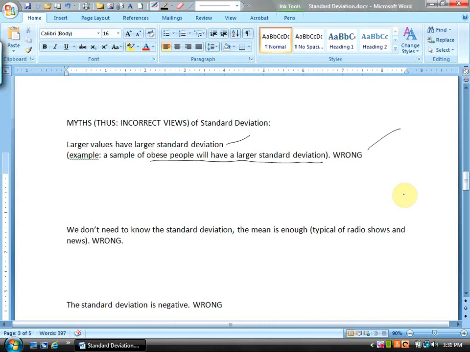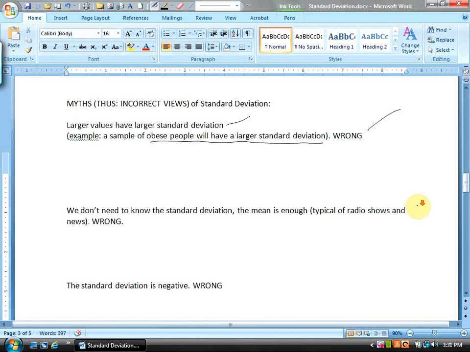We don't need to know the standard deviation, the mean is enough. We hear this a lot on the radio, news, talking about the mean. This is very wrong, because this is what happens. Let's say I have an average of 30. For this example, and I have another example here, the average 32.